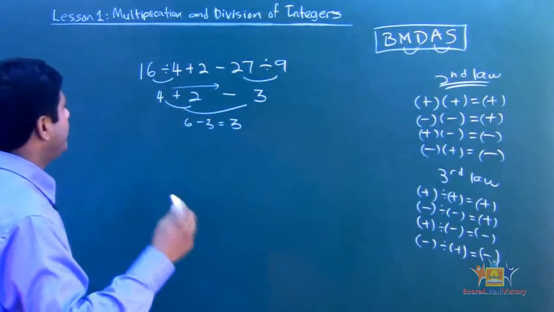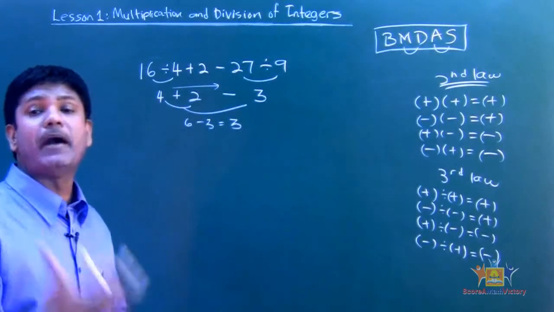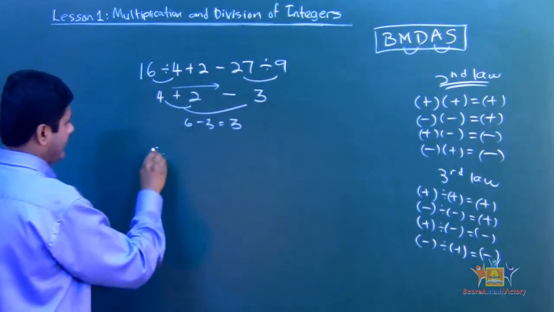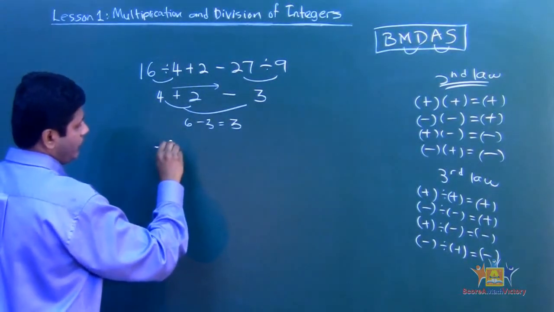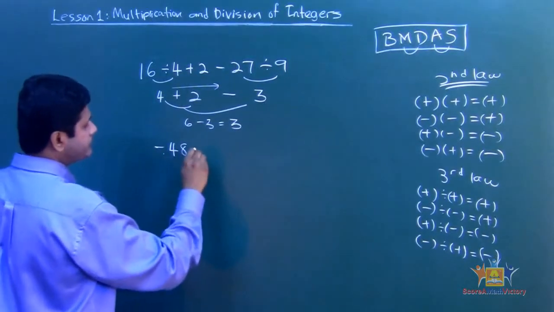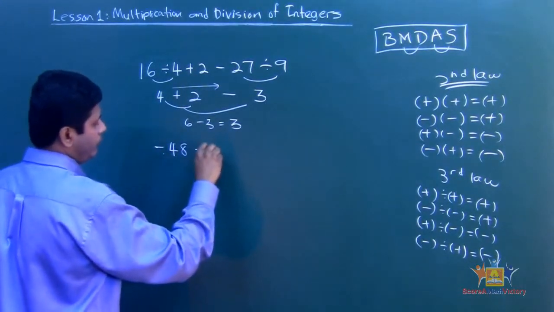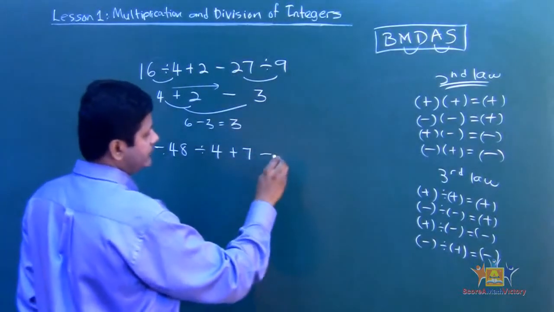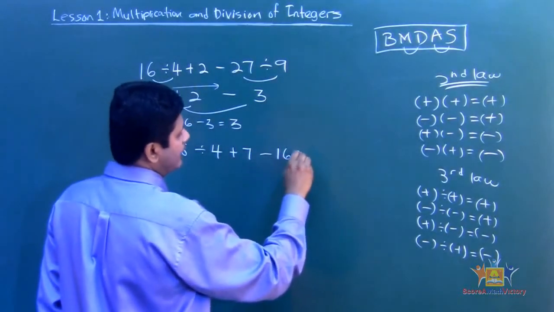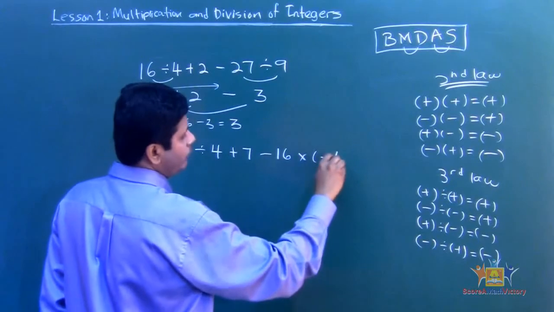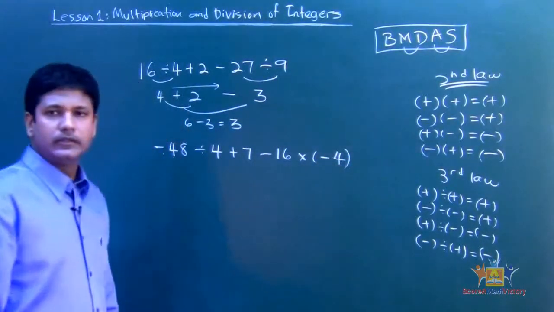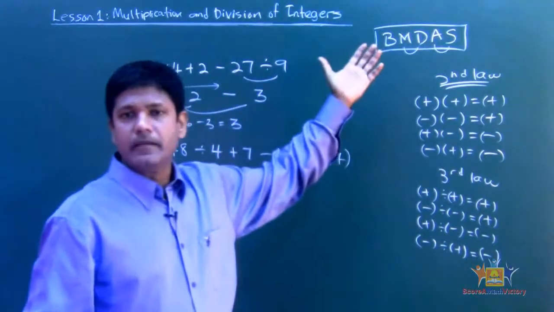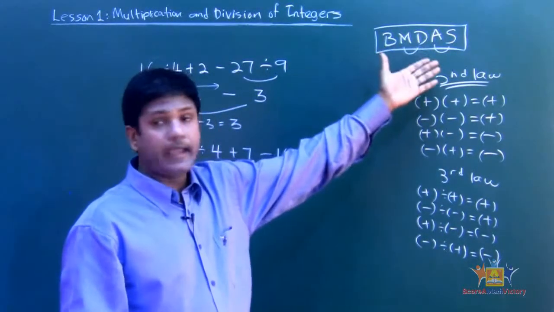Okay, now if we integrate negative and positive numbers into it, okay? Let's say if Mr. Mac were to give you negative 48 divided by 4 plus 7 minus 16 times negative 4. So how do we do this? Okay, again we're going to use the best mathematics developed at score A.